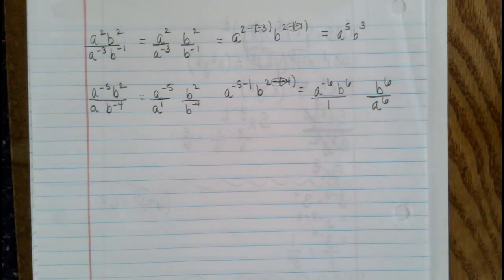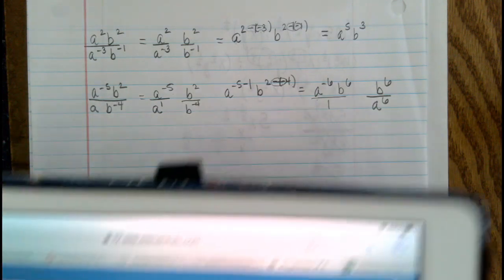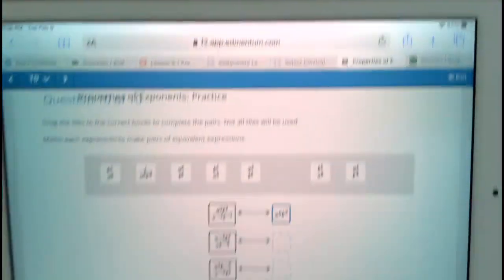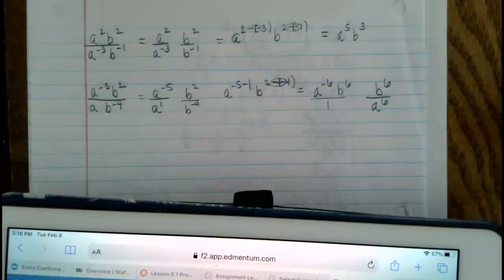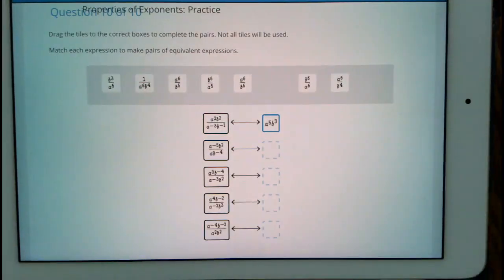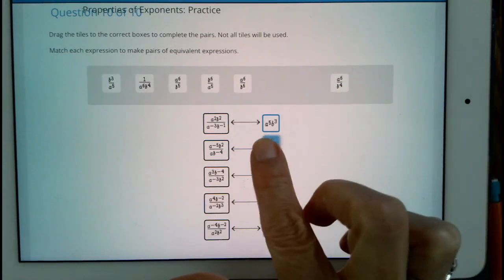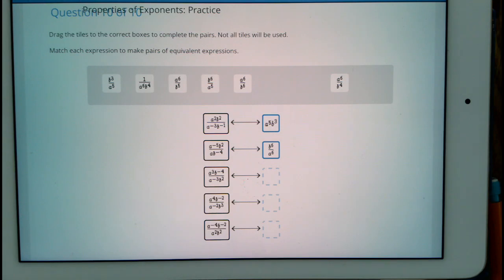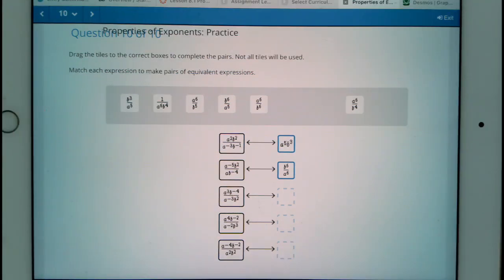In other words, when we flip, we're moving it down to the denominator. So b to the 6th over a to the 6th is what I have. B to the 6th over a to the 6th. 5 problems in one on this particular problem. But once again, getting lots of good practice on dividing. Copy down that third one, and I'll flip over to my notebook paper.